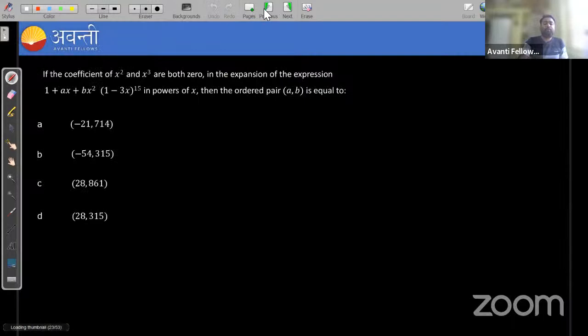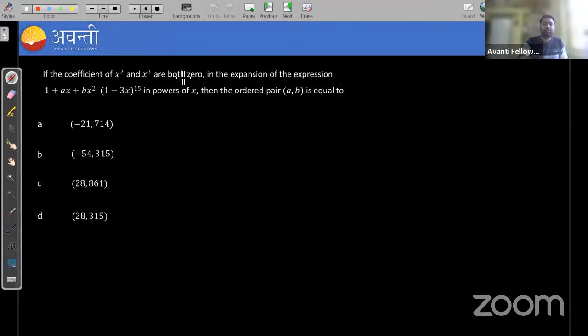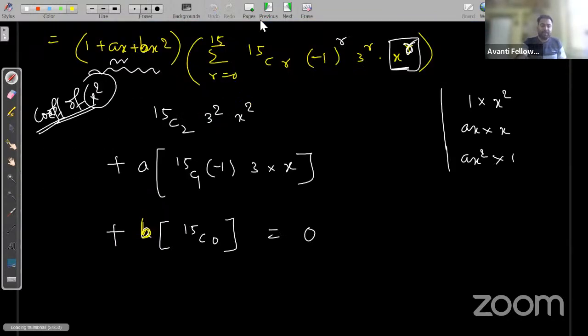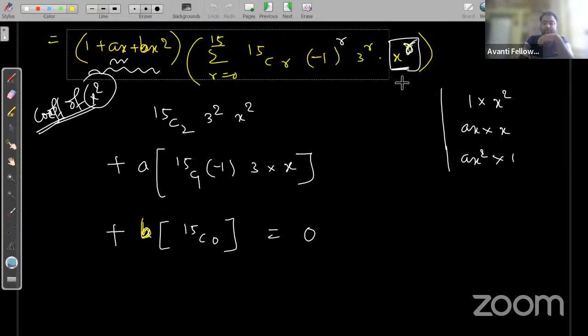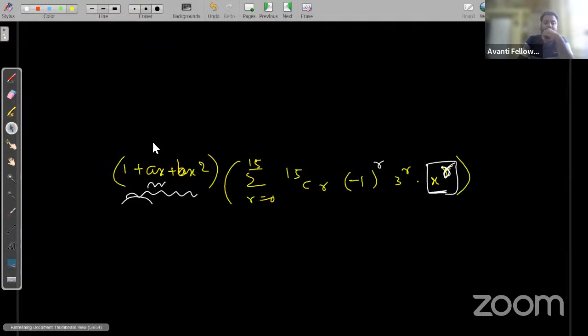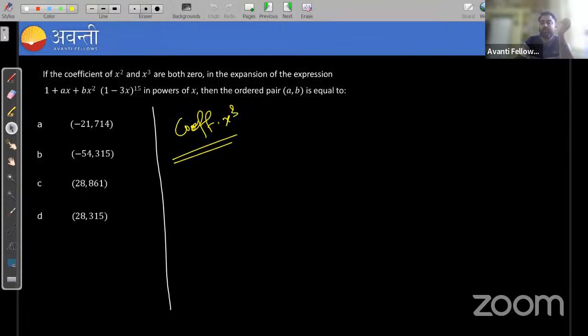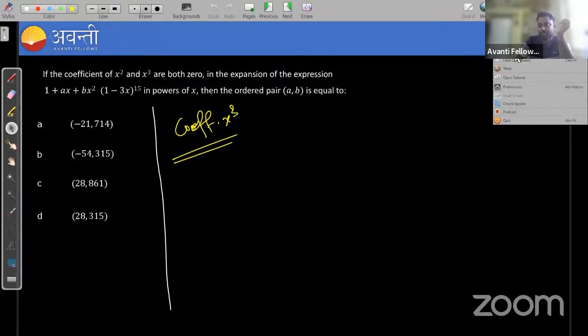Similarly, now we need to find the coefficient of x cube. So what is the expression we have till now? So take this one also. Here, we'll paste. Okay, see.